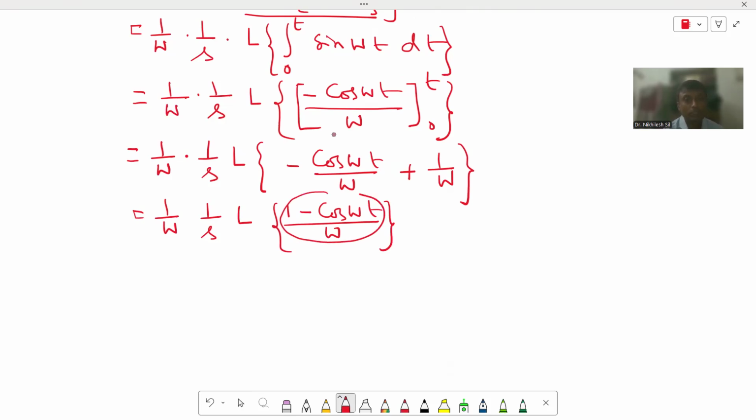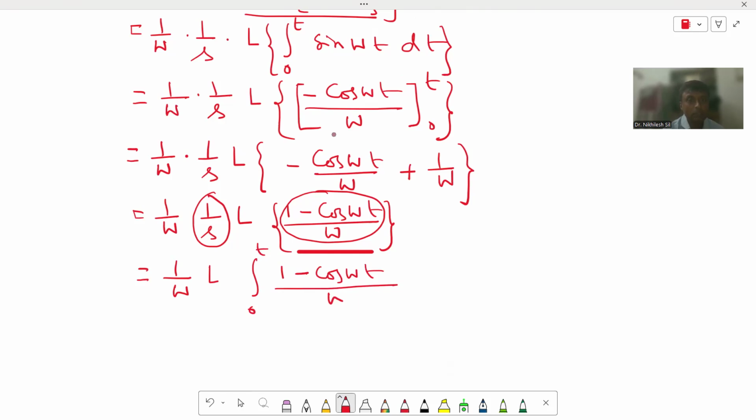So now what is f(t)? Now this is f(t), and this is Laplace of f(t), that means F(s). And again there is 1 by s, that means again we will do the integration. This is equal to whose integration? The integration of f(t). Here what is f(t)? 1 minus cos omega t by omega. So 1 by omega, Laplace of integration 0 to t f(t) dt, 1 minus cos omega t divided by omega.